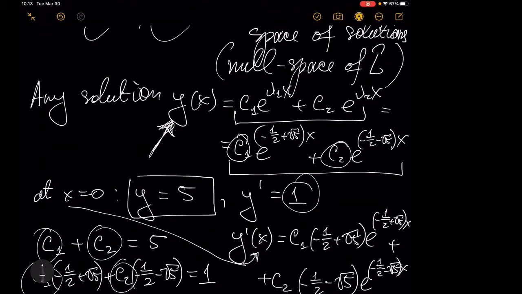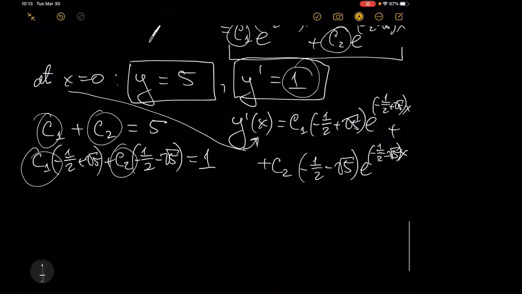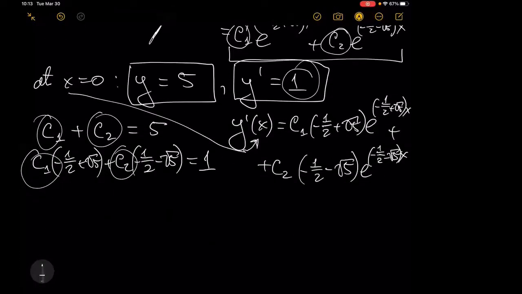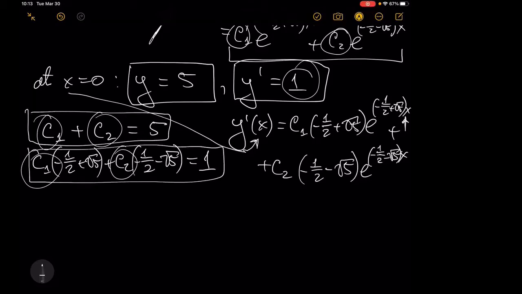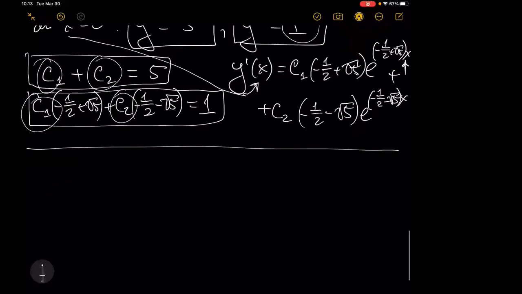Now, if I introduce so-called initial conditions, this is what is called the Cauchy problem for the ODE. When you introduce initial conditions and you want to find the solution at any value of x, then you just write again a system of linear equations for these unknowns, C1, C2, which you can resolve. And after that, you know the unique solution. That's it. Another application is the following.